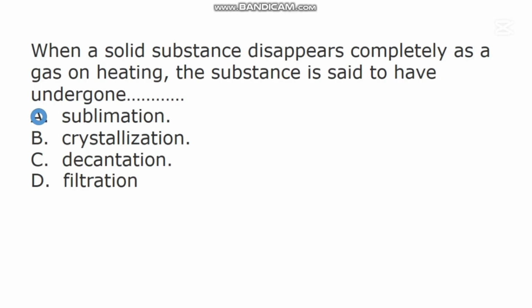Sublimation is a process whereby a solid substance disappears completely as a gas on heating. It's a process whereby a solid substance changes from solid state directly to gaseous state without passing through the liquid state. There are some substances that can undergo sublimation. So iodine is one of the examples of substances that can undergo sublimation.